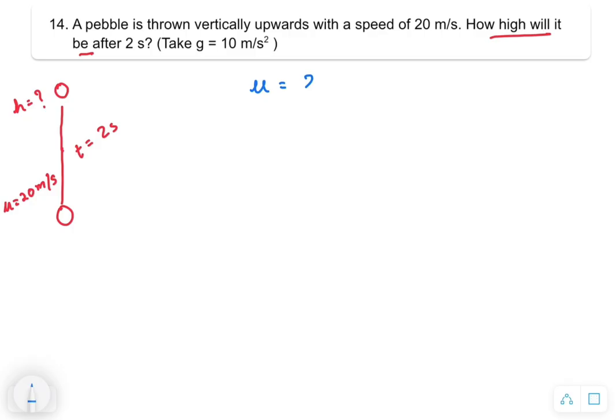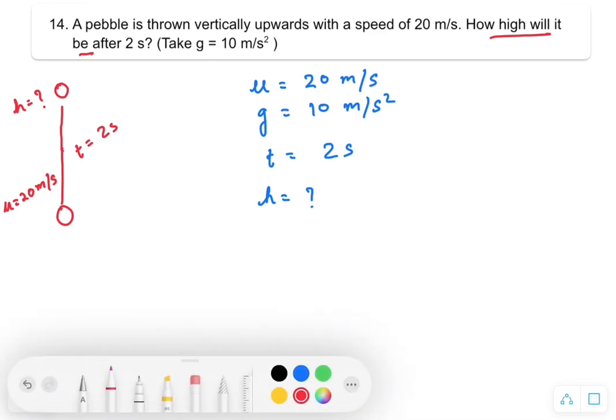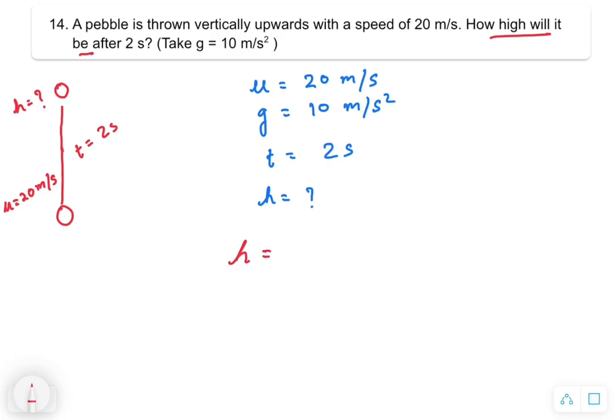Initial velocity is given. It is 20 meters per second. g is 10 meters per second square. Time t is 2 seconds. We want to find the height after 2 seconds. Now let's use this equation, h equal to ut minus half gt square.